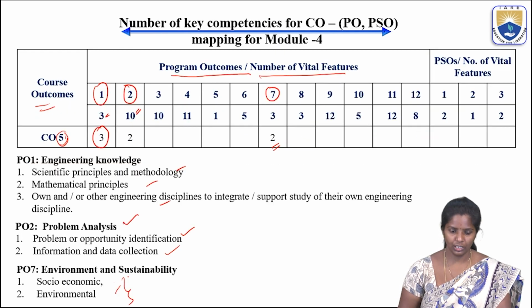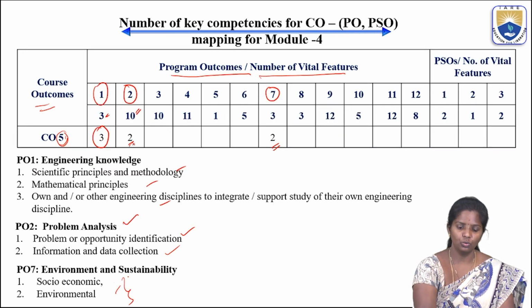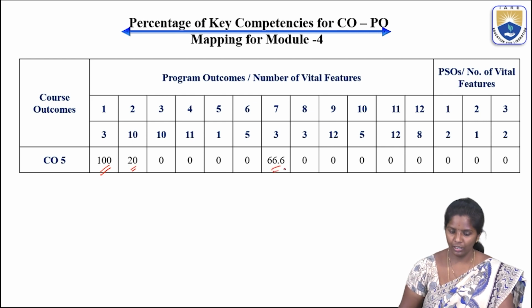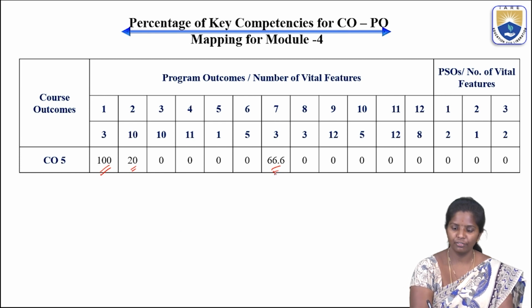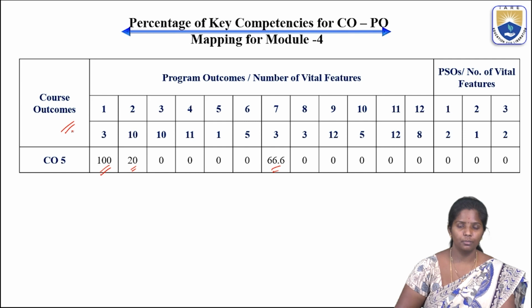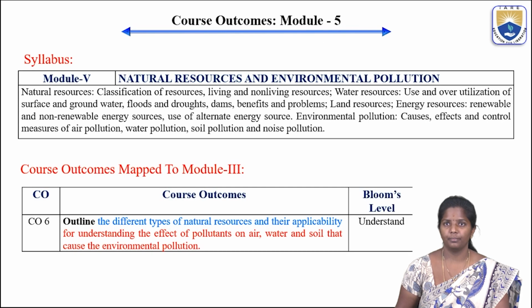If we take the percentage, 3 by 3 into 100 is 100%, whereas for PO2 it is mapping with only 2 out of 10, so it is 20%, and PO7 is mapping with 2 out of 3. So it is 66% of key competences matching with the course outcomes from engineering chemistry. This is how we calculate the percentage of key competences.